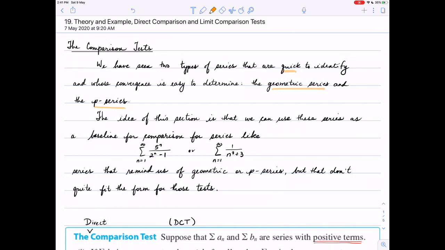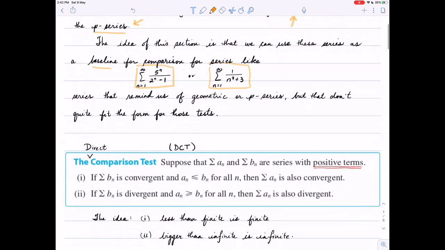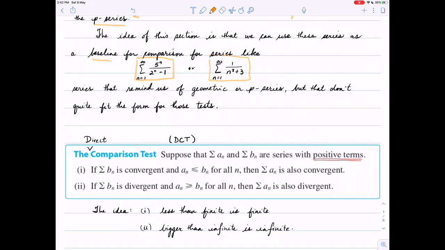The idea of this section is that we can use those easy to identify series as a baseline for comparison for series that look similar but aren't quite of the right form. Series that maybe look similar to the geometric series and the p-series, but aren't quite in the right form to take those tests. So the first we're going to look at is the direct comparison test.